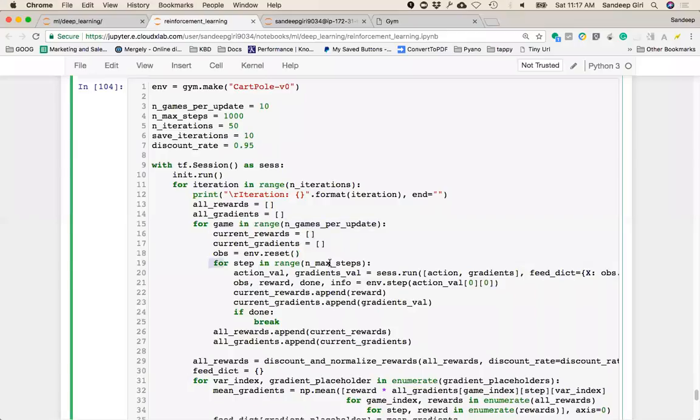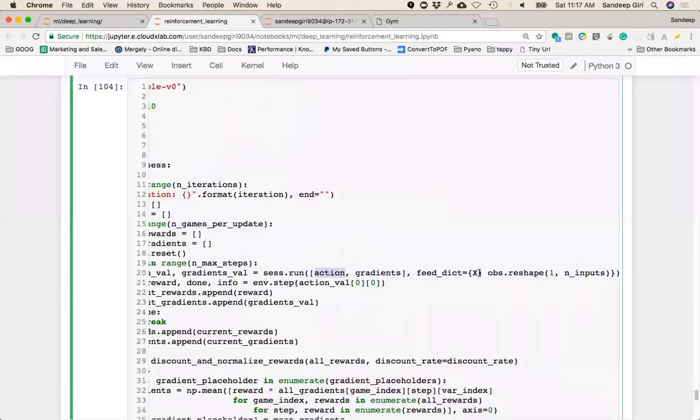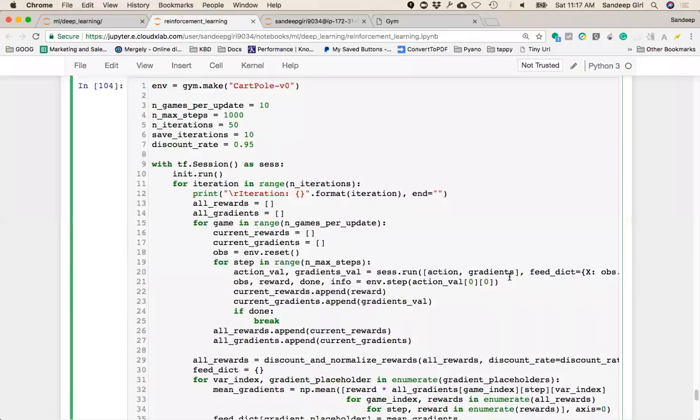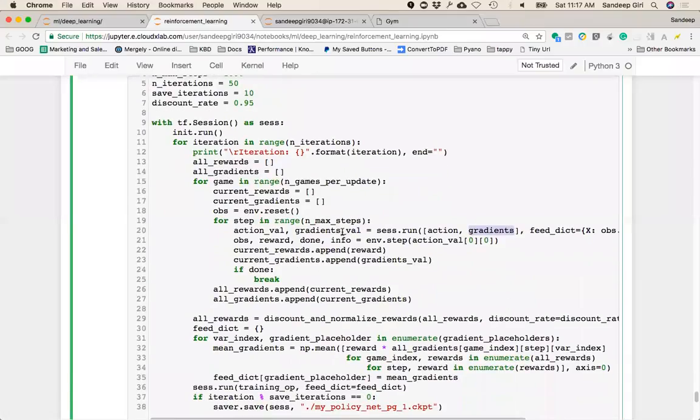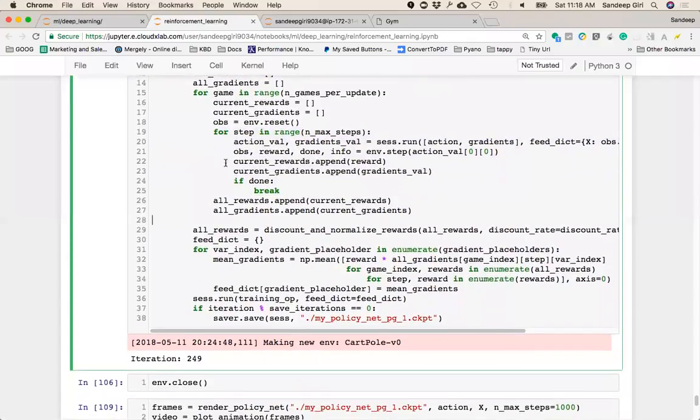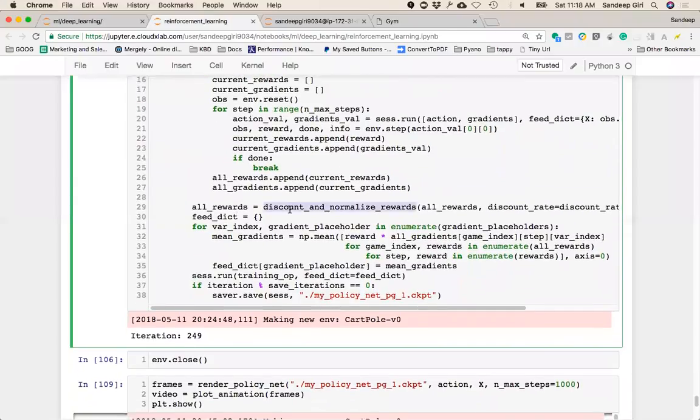And what we are doing is at each step we are going to run the action, and we are going to feed the value of x, which is the observation, and at every step we are going to extract the gradients from here. And the reward that we get at every step, we are appending the reward. We are basically letting it play for these many steps, and then extracting the rewards and gradients from here. Once this is done, we discount and normalize the rewards at this point.